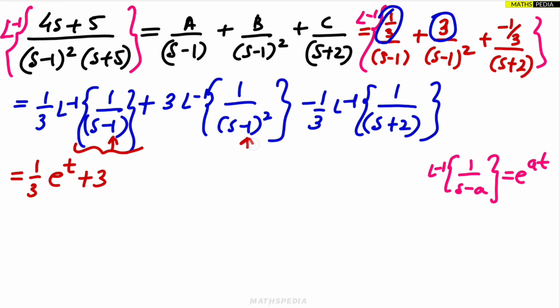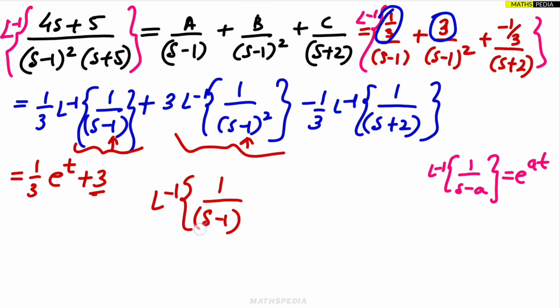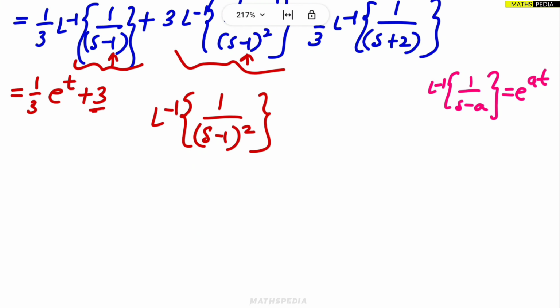Now here one problem is that it is not 1 by s minus a, it is 1 by s minus 1 whole square. This is a very important thing to understand, so we'll solve it separately. We keep the 3 as it is and find the Laplace inverse of 1 by s minus 1 square. Here we are going to apply the shifting property, which you might have studied. I have uploaded those videos also, kindly see that. If you get s minus a form in the denominator and you don't have a formula, we have to go for the shifting property.